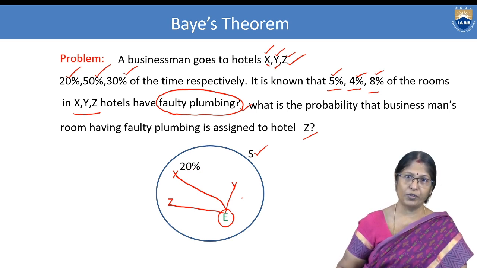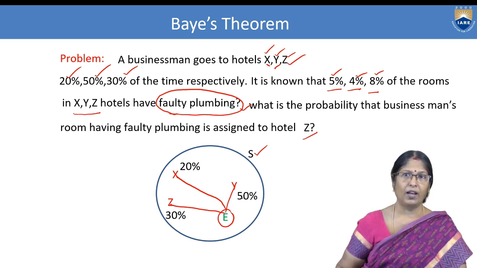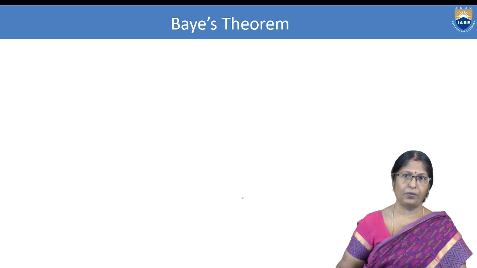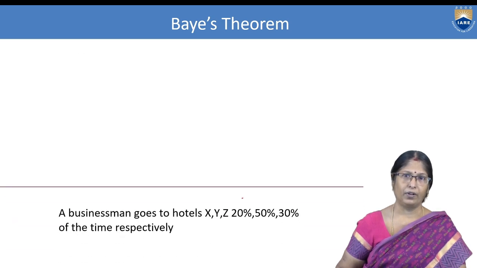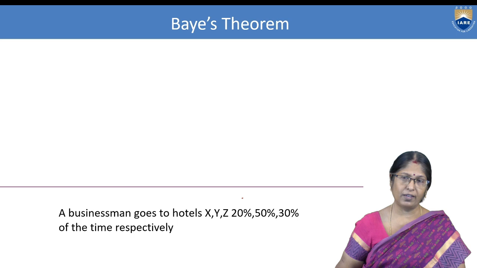X, how much percentage? Main event, 20%. Y is 50%. And Z is 30%. In the question, now we explained, and reading the question, we put a diagram also, and in the diagram we plotted everything. Okay, we will solve the problem now. If you're noticing, the complete problem is not written. Only the main event sentence from the question is kept here.